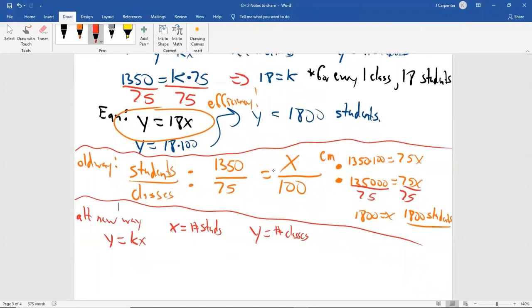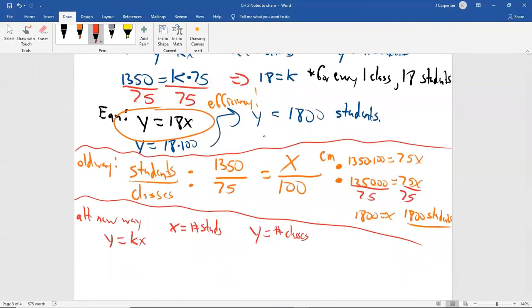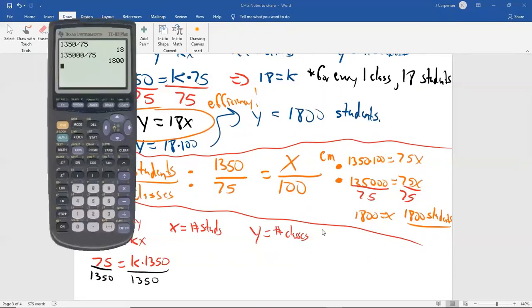Let's see what happens if we do it this way, if we still get the same answer and what looks different. Okay, so we said when there was 75 courses, there were 1,350 students. So 75 courses, that's now the y, so the 75 goes on the left. The k times the 1,350 is now on the right. So you're going to divide both sides by 1,350 to solve for the k here. Now, when you do that, you're going to get some ugly decimal value, probably, right? Let's see what we get. 75 divided by 1,350.